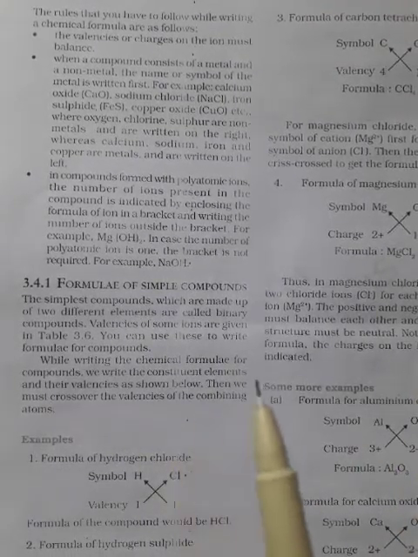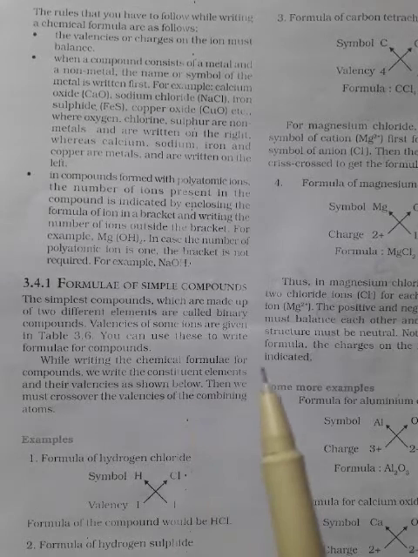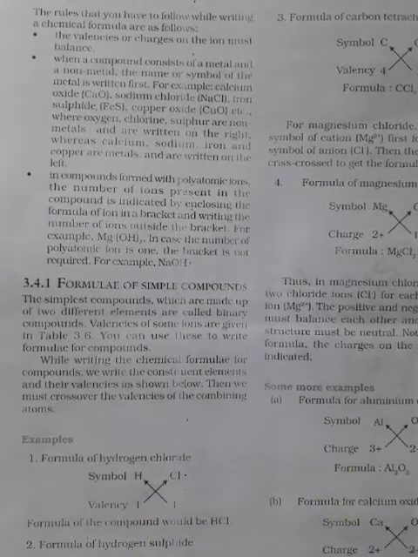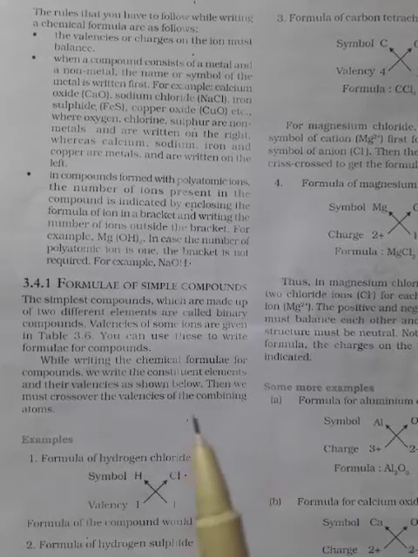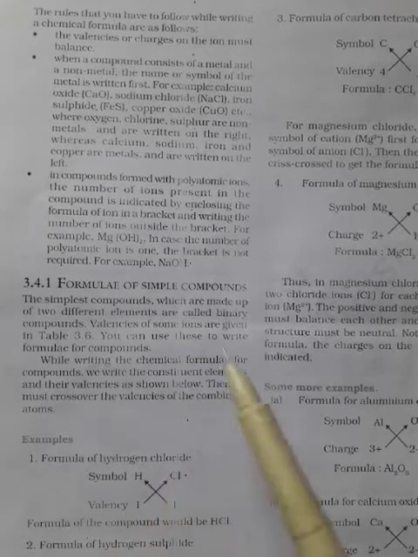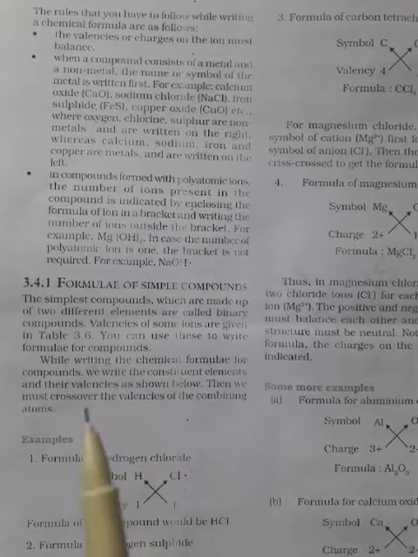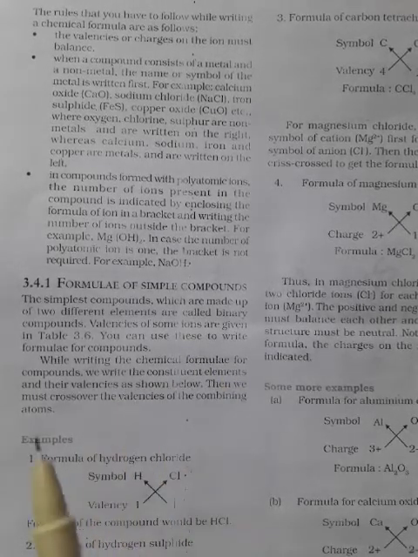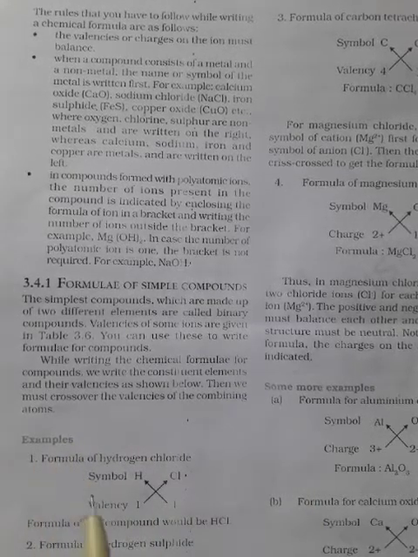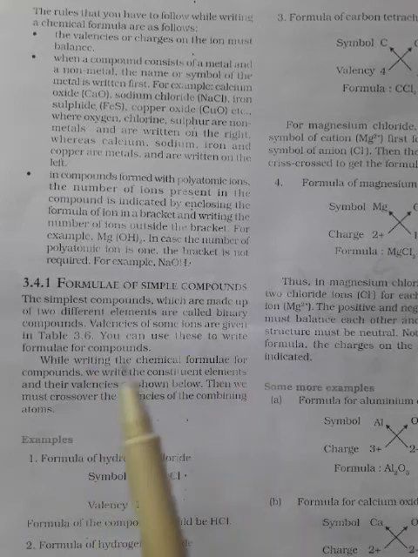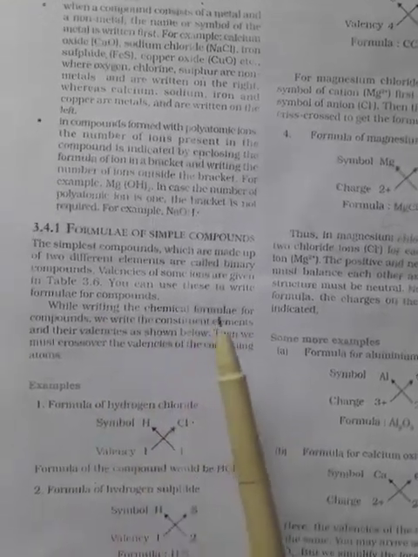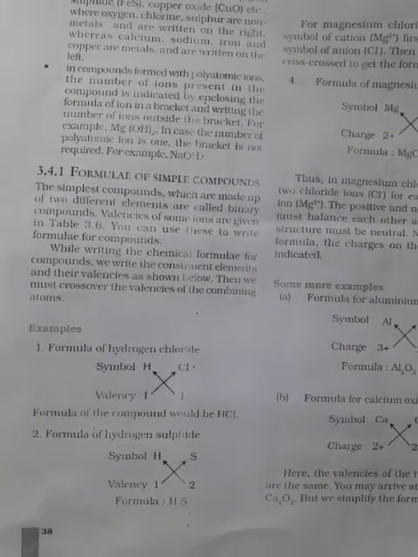Okay, so the formula of a simple compound. The simplest compounds, which are made up of two different elements, are called binary compounds. Means there are two elements, so they are called binary compounds. Okay, valencies of some ions are given in table 3.6, that we have observed a few seconds back. So while writing the chemical formula for compounds, we write the constituent elements and the valency as shown below. Okay, let's have an example.